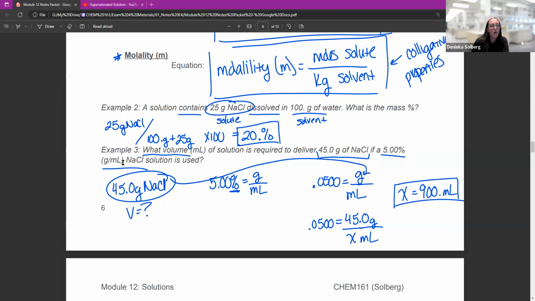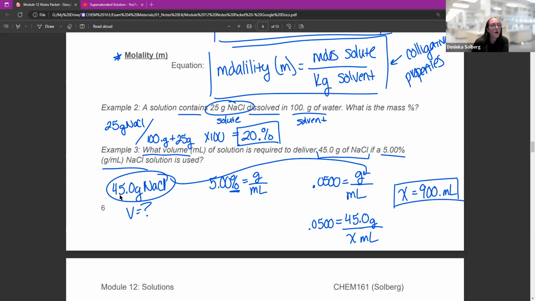So I want to know the volume part. I want to know how much I need if I want to have 45 grams of sodium chloride. This is a very good example of a calculation that would be needed for an IV, right? How many milliliters do I have to give this person to make sure that they get 45 grams of whatever it is? Now, 45 is a lot, but this is that type of calculation.